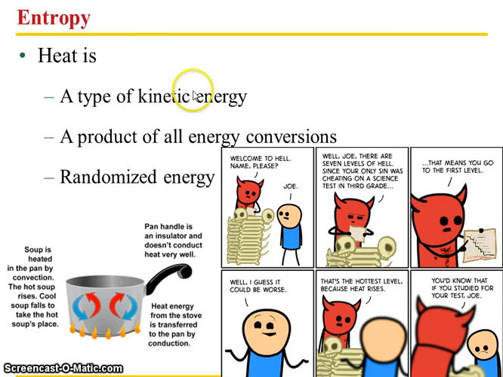Heat is a type of kinetic energy. It's energy in motion, the movement of molecules, and as we heat it, they move faster. Anytime you have energy conversions, some of the energy that we would use to build bonds is going to be released as heat. It will usually leave the system, but it's not destroyed, it just moved. And that energy is randomized.